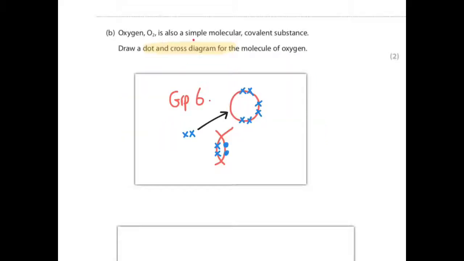Oxygen O2 is also a simple molecular covalent substance. Draw a dot and cross diagram for the molecule of oxygen. So remember, oxygen is in group 6. It has 6 electrons in its outer shell, and it will require 2 electrons. That means it will share 2 pairs of electrons when it forms a covalent bond. So however many electrons it needs, that's how many pairs it will share.